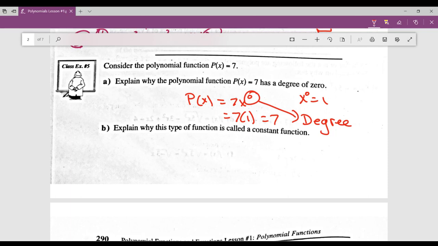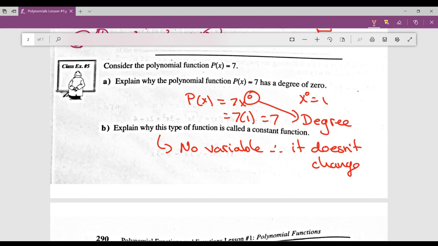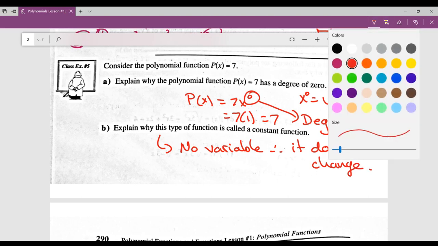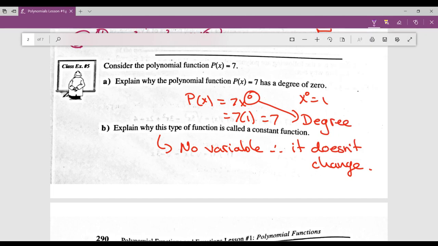Why is this type of function called a constant function? It has no variable. Therefore, it doesn't change. All right, so this is where in class I would stop and assign some questions.